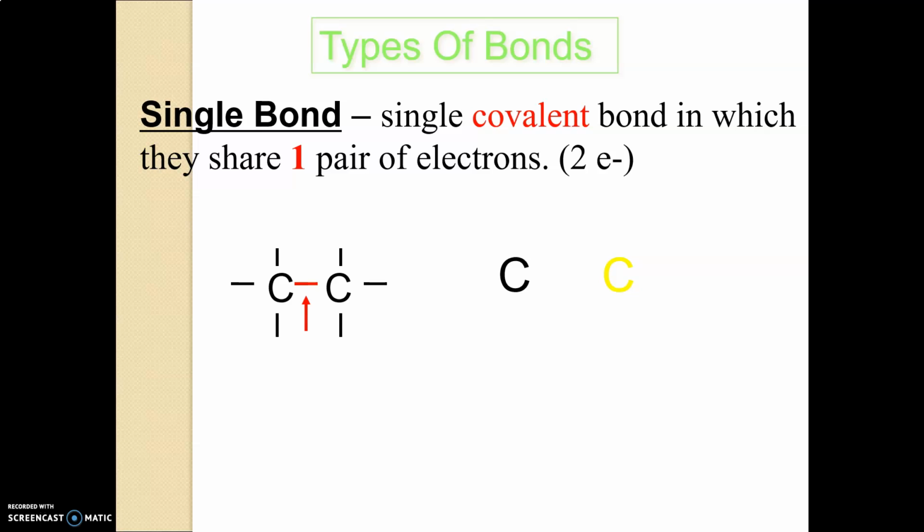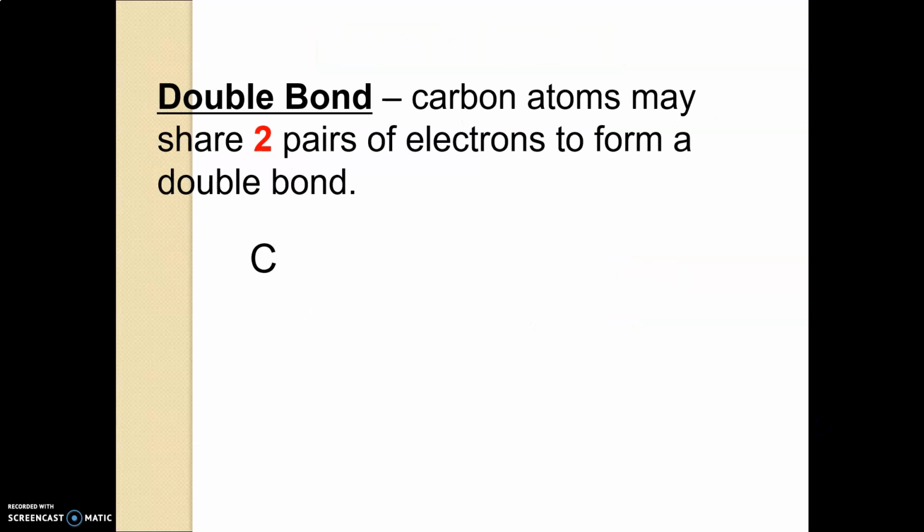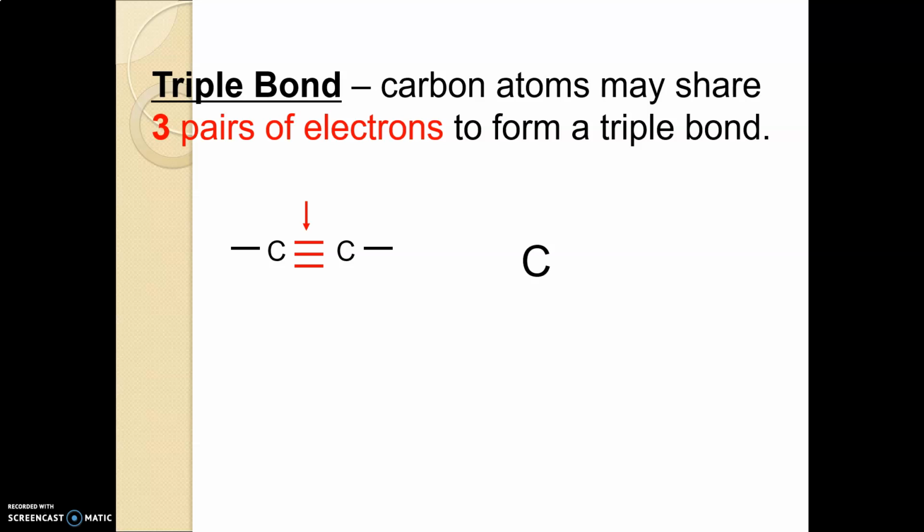types of bond. Single covalent bond, in which they share one pair of electrons, as we see in this structure. Double bond, carbon atoms may share 2 pairs of electrons to form a double bond, as we see in this structure. Triple bond, carbon atoms may share 3 pairs of electrons to form a triple bond, as we see in this structure.